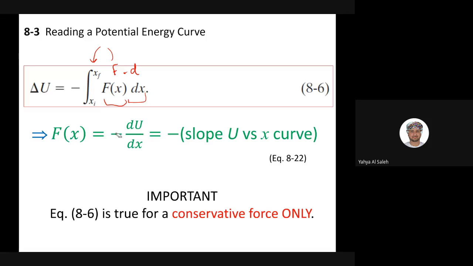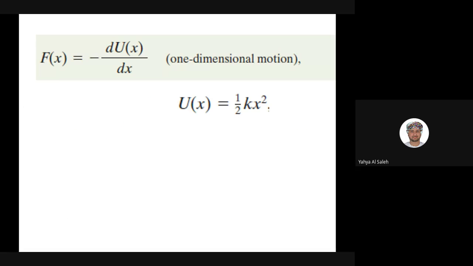So if I have a curve that is the potential versus the position, I take the slope, minus the slope is my force. Now there's something very important here. This is only true for conservative forces. Okay, non-conservative forces, this doesn't work. You need to do other stuff. Okay, let's take it in one dimension. My potential energy for a spring is half kx squared. What will my force be?